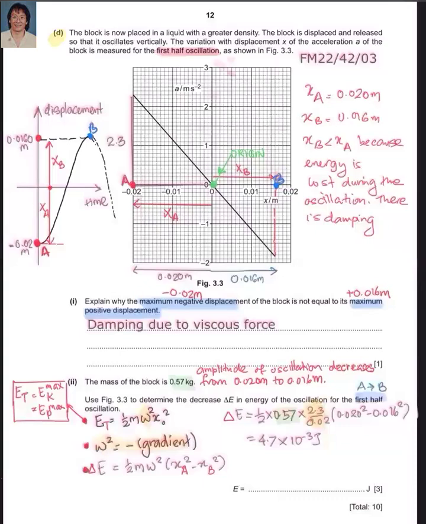In part D, the block is now placed in a liquid with greater density. The block is displaced and released so that it oscillates vertically. The variation with displacement x of the acceleration a of the block is measured for the first half of the oscillation, as shown in figure 3.3. You notice the graph in figure 3.3 consists of a straight line with the negative gradient passing through the origin, which is represented by the green point here.